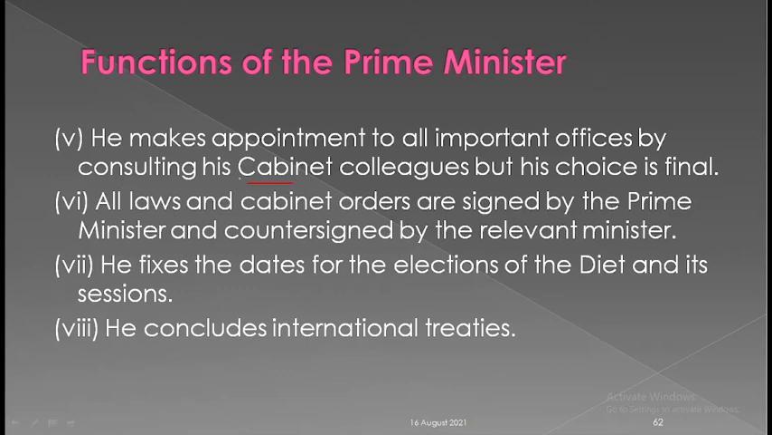All laws and cabinet orders are signed by the Prime Minister and countersigned by the relevant minister. For example, if it is from the road transport department, it should be signed by the Prime Minister plus the road and transport minister. That means all laws or cabinet orders are countersigned by the Prime Minister. He also fixes the dates for the elections of the Diet and its sessions. As I've already said, he can always take the advice of the cabinet, but his opinion is final.